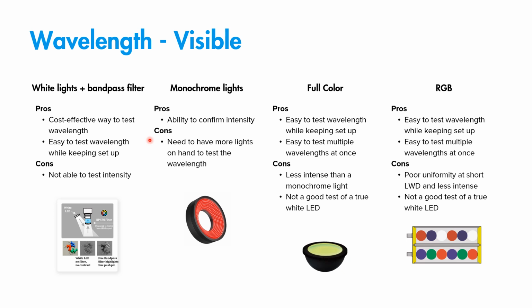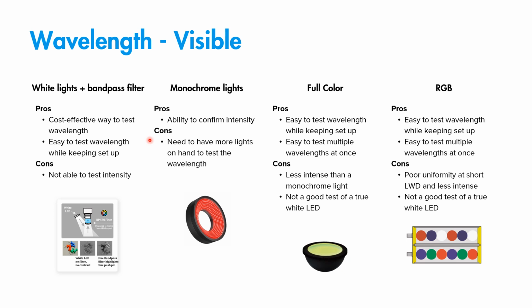On the other hand, monochrome lights, which is where you just purchase that blue ring light, that is where we can confirm the intensity because that's going to be the light that you purchase and install in your machine. The downside to having multiple lights of different wavelengths is that you do have to have more of them on hand. It's a much higher cost to be able to check if the wavelength will affect your image or not. Full color lights, the benefit of them is kind of the same as the white light with the bandpass filter. It's really easy to test the wavelength while keeping the setup.